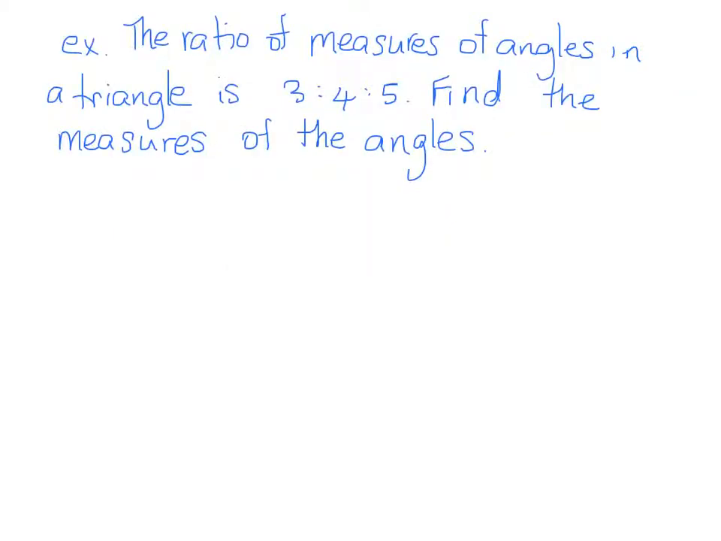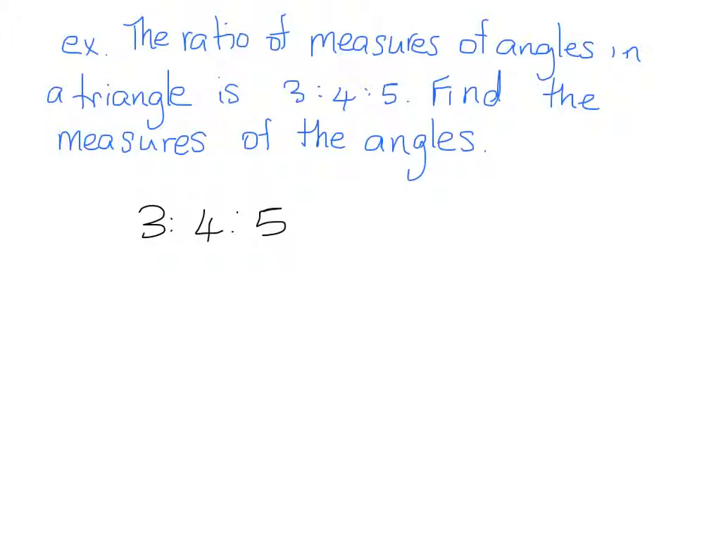Okay, so here we have an example, and we're being asked to find the measures of the angles of a triangle. We know that the ratio of the measures of these angles is 3 to 4 to 5. Of course it makes sense that there are 3 parts here because every triangle has 3 angles. We also know that the sum of the angles in a triangle should always be equal to 180. But clearly if you add these 3 things up, we don't get to 180. What's the reason for that?